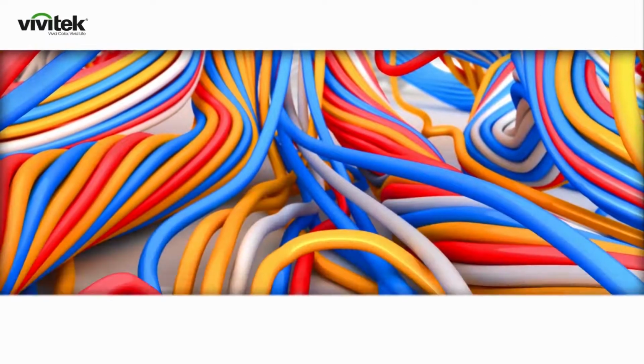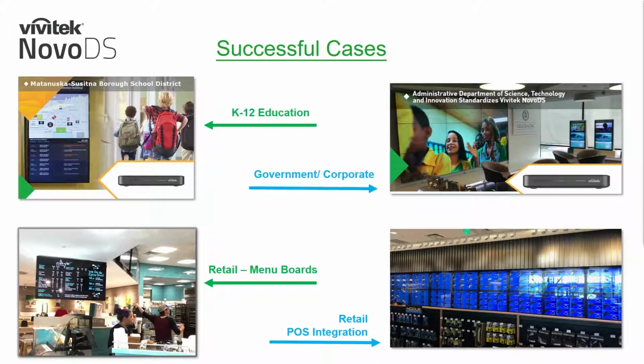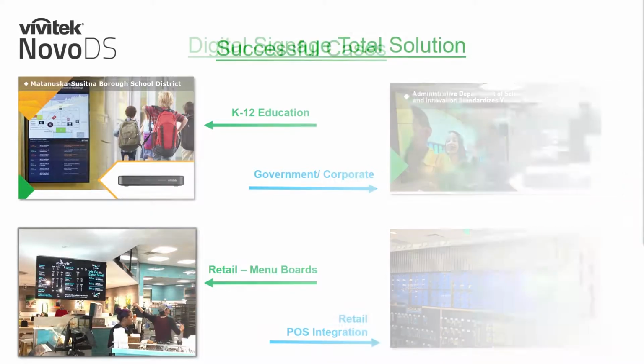Alright, let's get started by talking about where we've been. We find the NovoDS is applicable to multiple verticals. Whether you serve the education, corporate, government, retail, hospitality, or healthcare markets, we've been successfully deployed in each, both on small consumer-grade networks to highly secure enterprise class. We provided our customers with an easy-to-use, full-featured digital signage solution that has been used for map and directory signage, main lobby video walls and kiosk displays, retail menu boards, and internal branding displays.